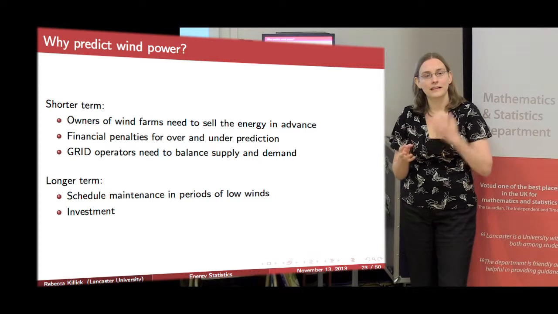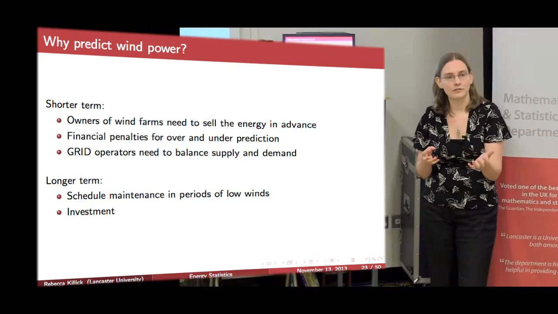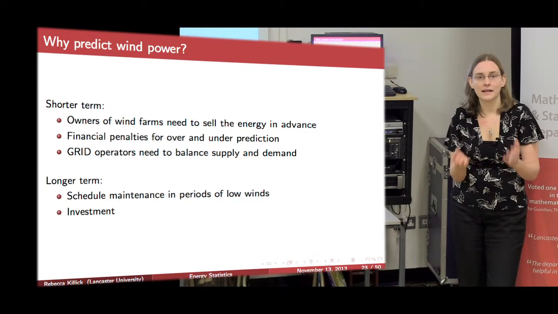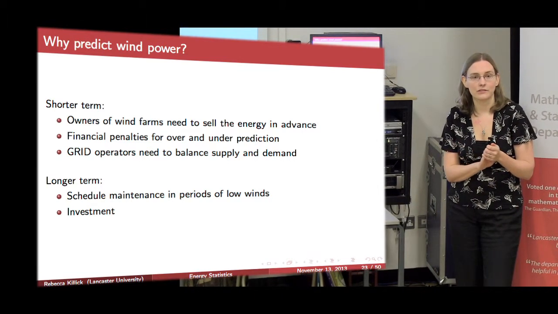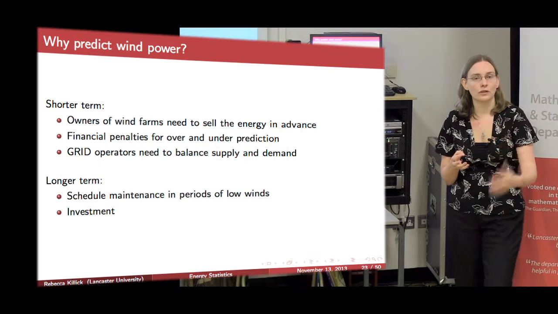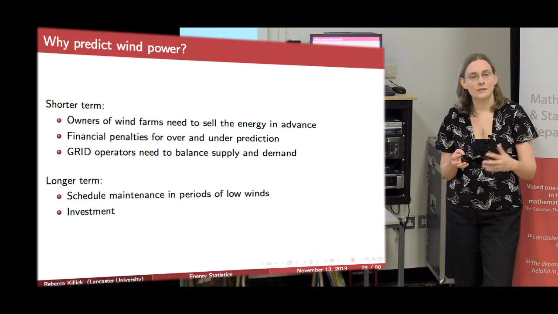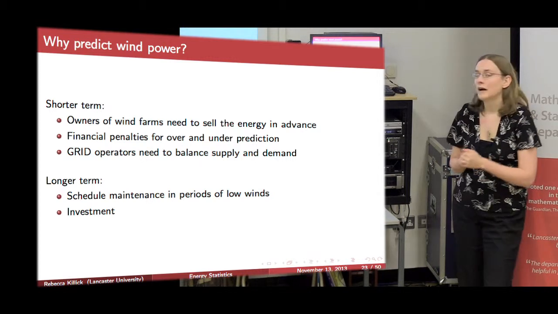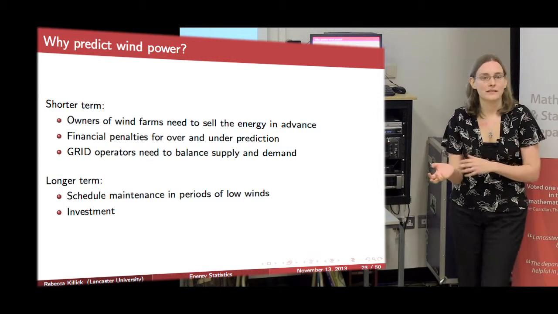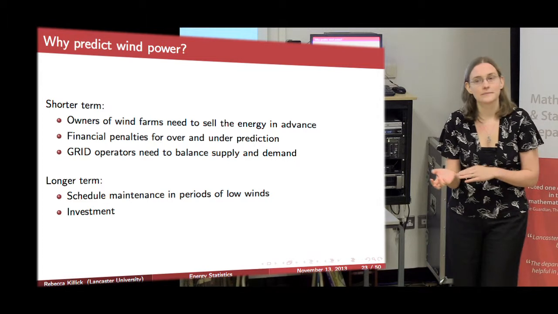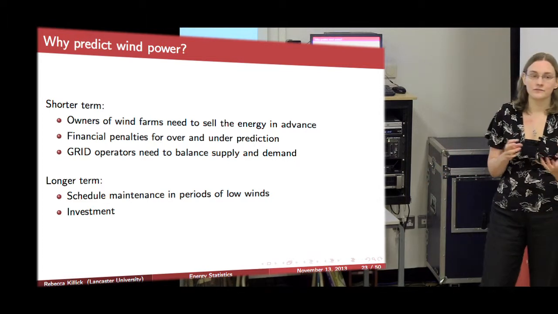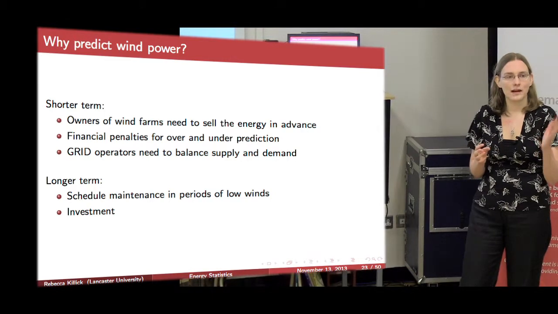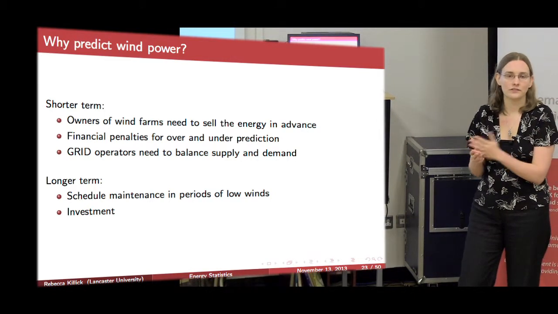Equally, they're giving predictions to the grid, and they're going to be able to balance supply and demand based on those predictions that are coming through. And so those are more ongoing predictions, maybe every few minutes to every hour. Okay. And in the long term, you want to be able to schedule maintenance in periods of low winds. And for investment as well, you need to know, as I was saying before, how much energy you're going to be able to produce over, say, the next year.